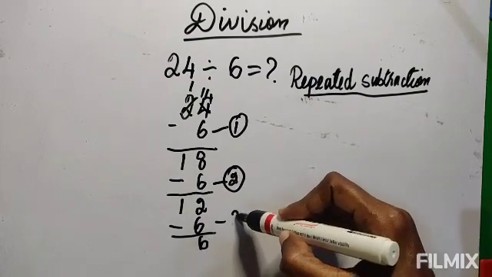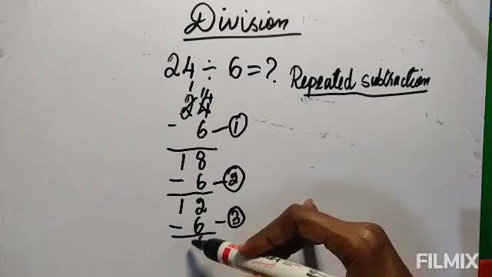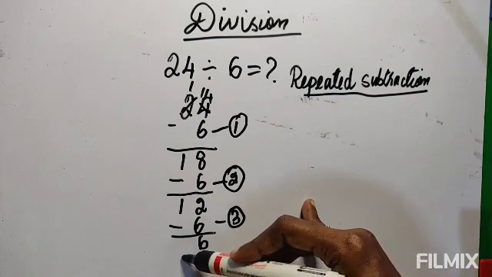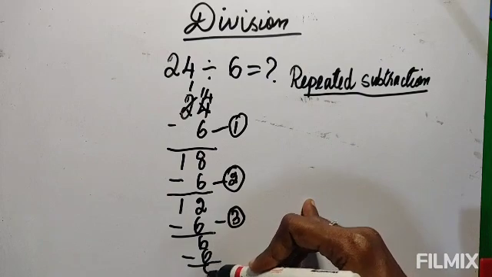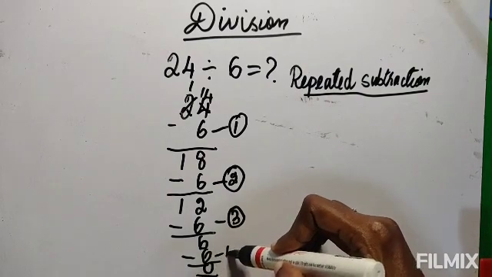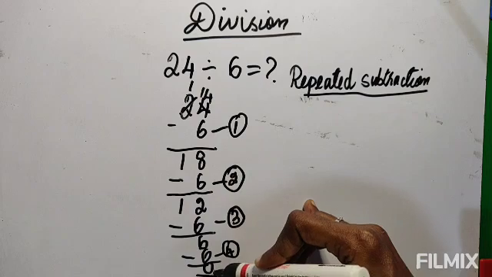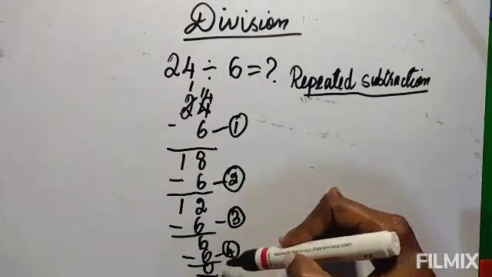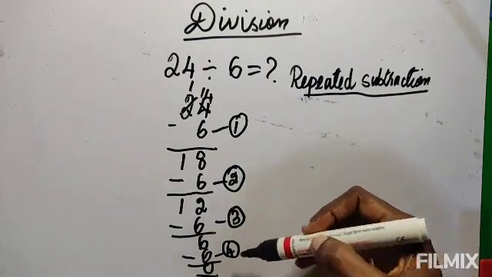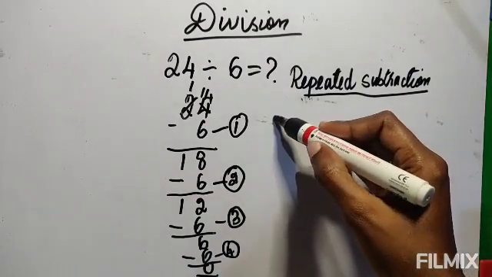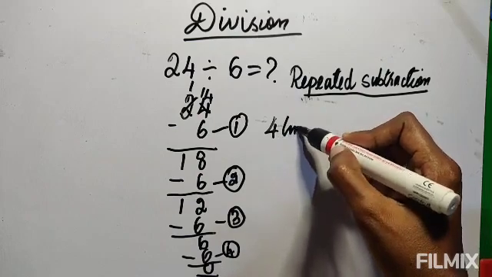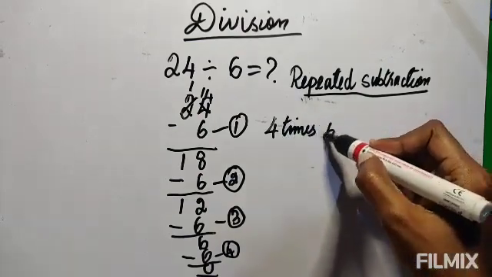So this is the third time we have subtracted. Still we didn't get 0, so one more time you will subtract. 6 minus 6 is 0. So this is the fourth time we have subtracted and we have got 0. After subtracting 6 four times, we are getting 0. So 6 is subtracted 4 times.